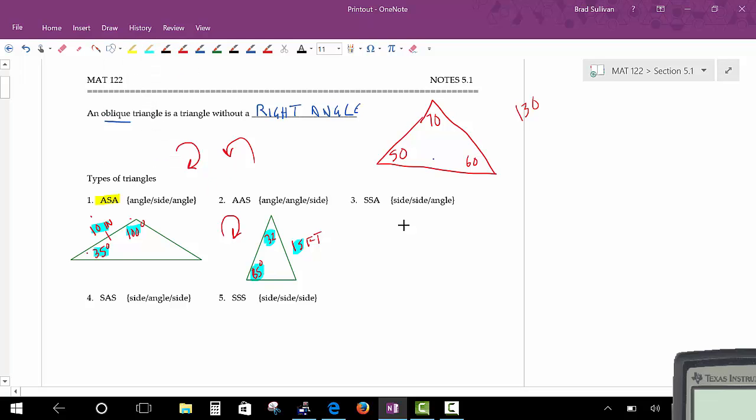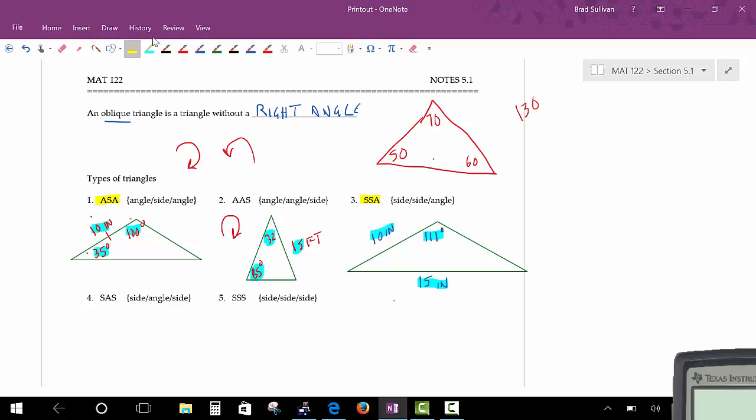Another possibility is you could have something kind of like this, okay, where you have a side, then a side, then an angle. So let's just say that we know this side is 15 inches. Okay, then we know this side maybe is 10 inches. And then we know this angle is maybe 111 degrees. Okay, if we went clockwise around the triangle, we'd have a side, then a side, then an angle. So that one's called the side side angle case, all right?